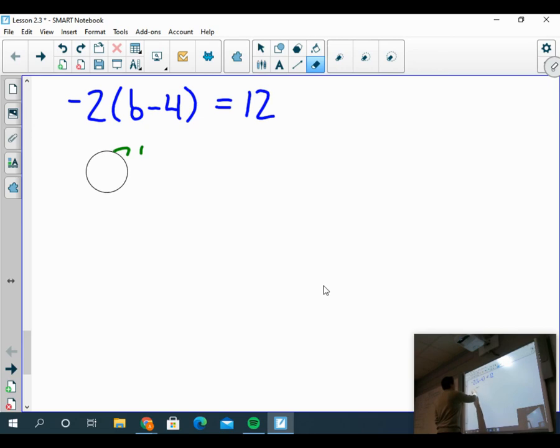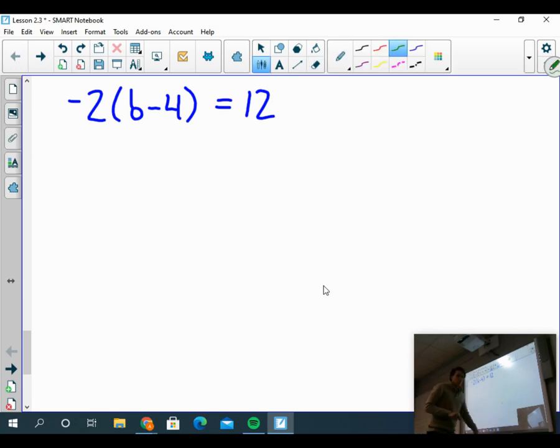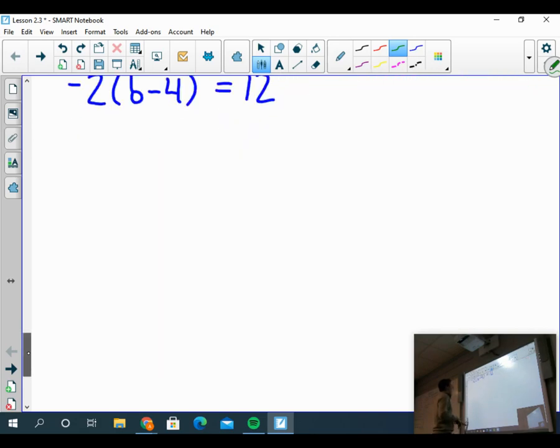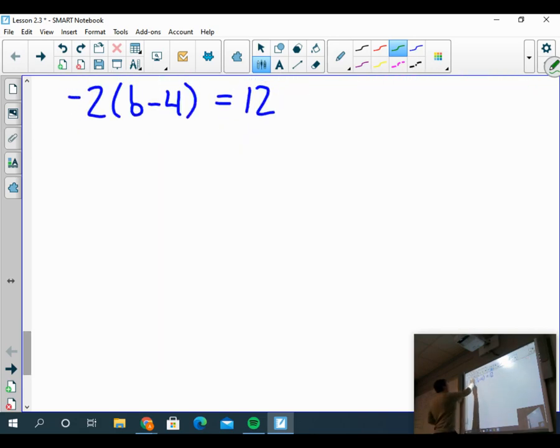Okay? We have negative 2 times the b and the minus 4. That's why the b minus 4 is in parentheses. So before we do anything else, and hopefully you've seen this in your past math classes, we're going to have to distribute that minus 2, because the minus 2 is multiplied by both the b and the minus 4. What that means is we need to distribute it to both.